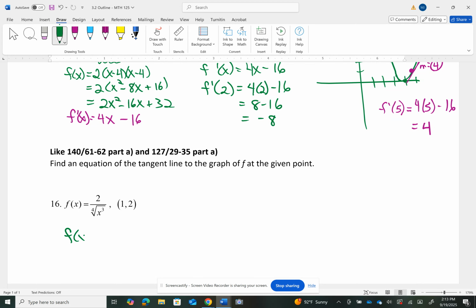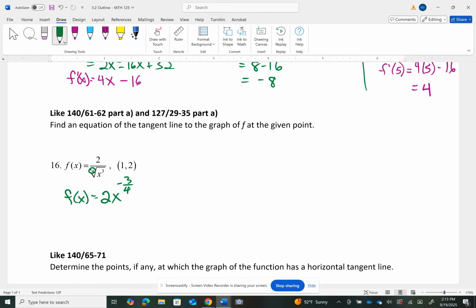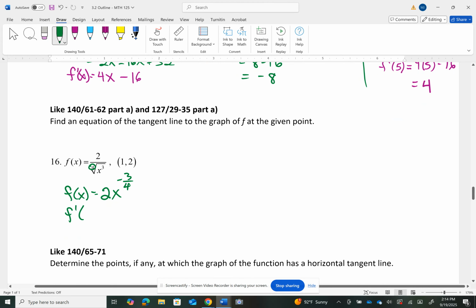So first let me rewrite this so it looks like a power function. So this would be 2x to the -3/4 power. So the 3/4 came from the radical in the denominator. Remember how the root is the bottom number. And the reason there's a negative on it is the negative would have been what forced it to be in the denominator. Okay? All right, now once you've done that, you're ready to actually do the derivative.